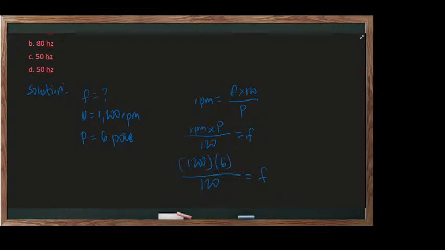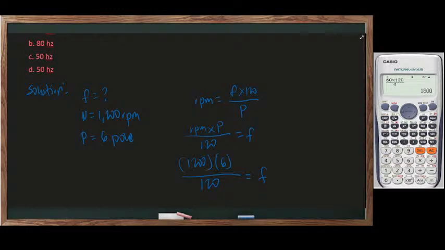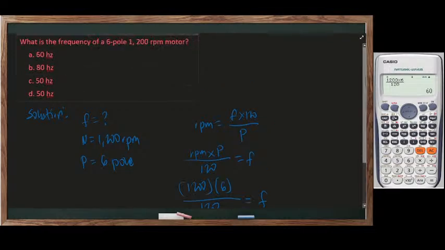So using our calculator, i-enable ko muna dito sa screen yung calculator natin. Okay, so yan. So we have 1200 times 6 over 120. Okay, so meron tayong 60 Hertz. So yung tamang sagot is 60 Hertz, or letter A sa ating screen, no?